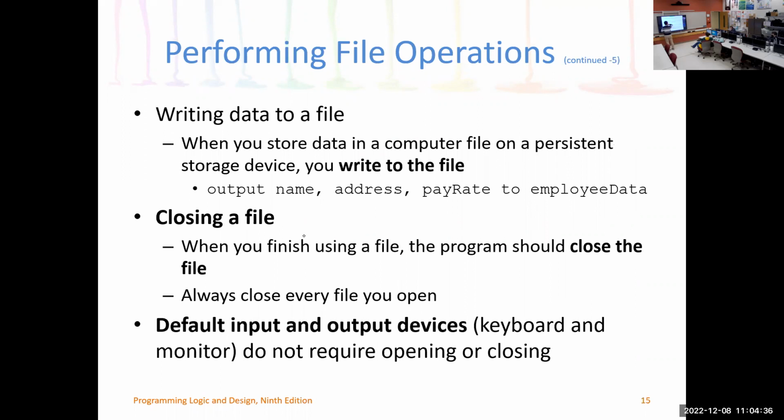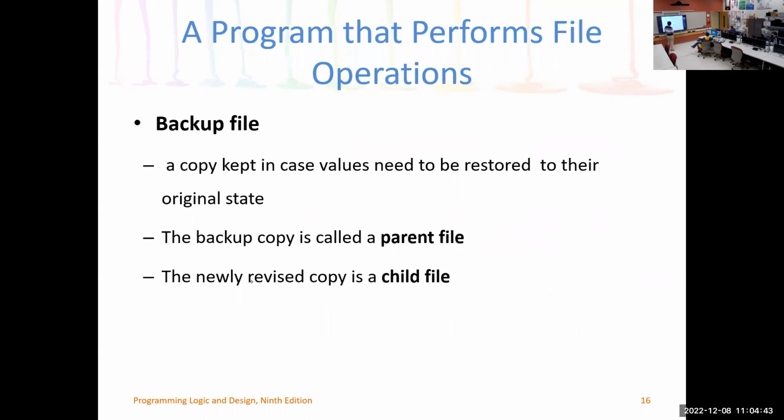Okay, and remember that whenever we are processing a file, you have to close the file after you are done with the processing. So one of the applications you learned so far when processing the file is a backup file. That means you want to copy from the original file, make some modification, and move it to the new file here. So the backup copy is the parent file, and the new revised copy is the child file here.